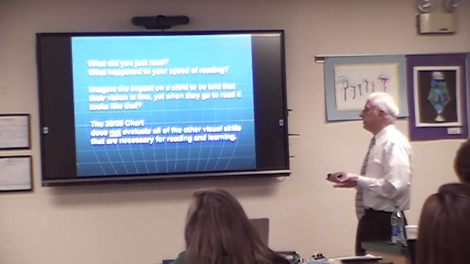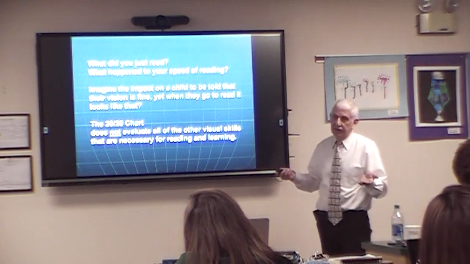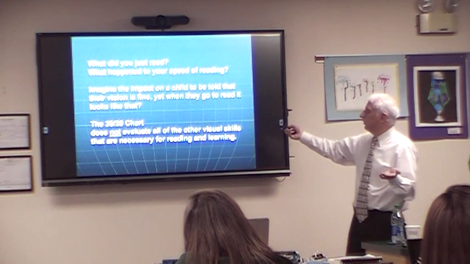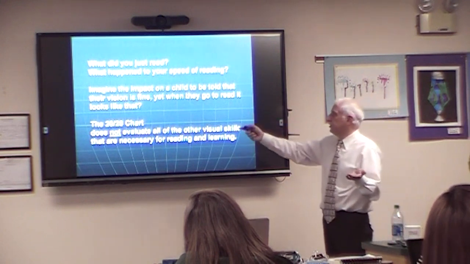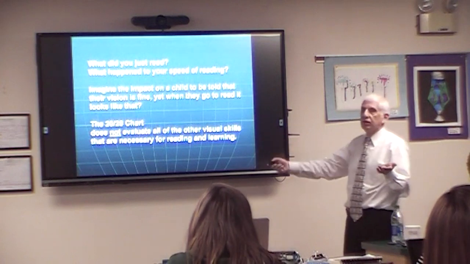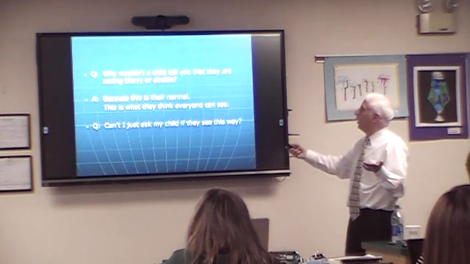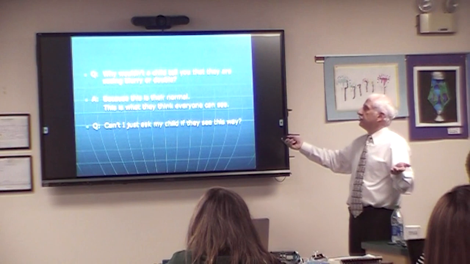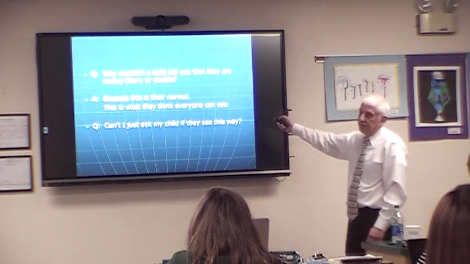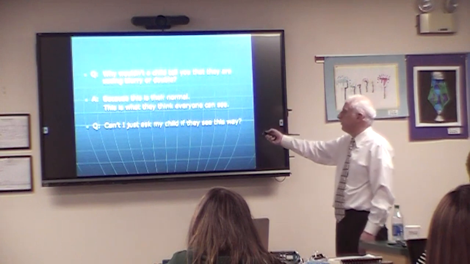Imagine the impact on a child to be able to know that their vision is fine, because I went to the pediatrician, I went to the school nurse. Yet when they go to read, it looks like that. The 20/20 chart does not evaluate the other visual skills that are necessary for reading and learning. Why wouldn't a child tell you that they're seeing blurry or double? Exactly. They figure that the way they're seeing is the same way that everyone else sees.